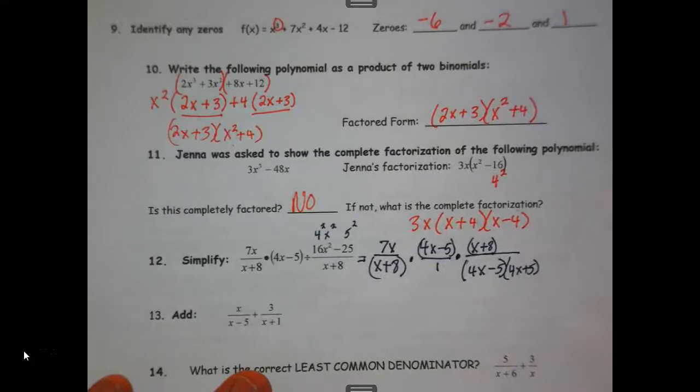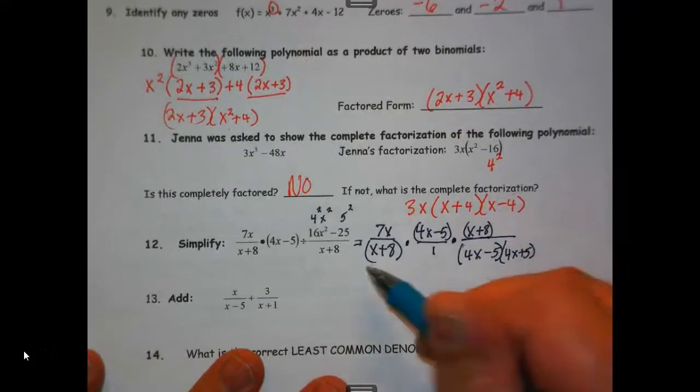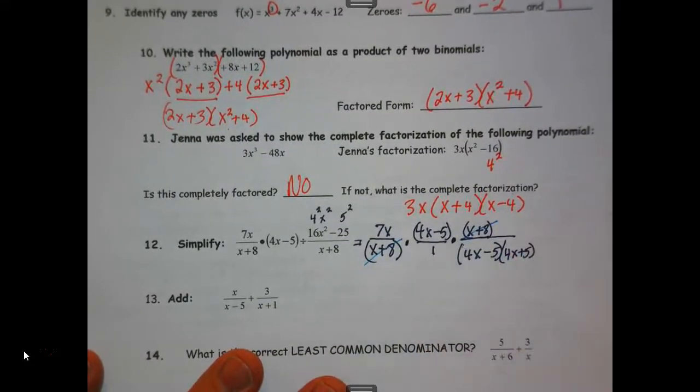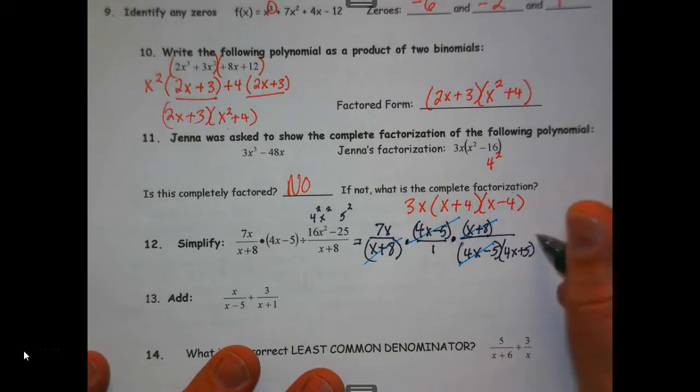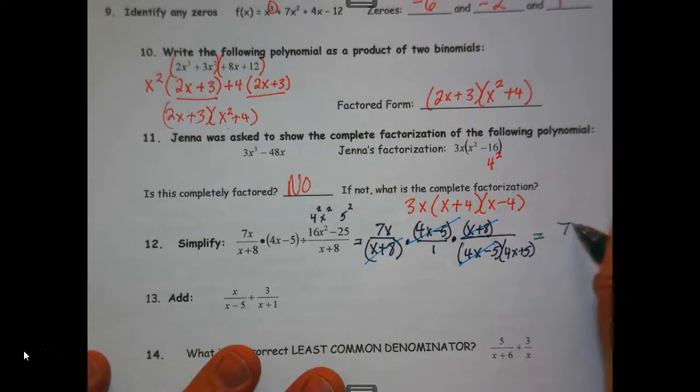Okay, let's cancel out x plus 8, 4x minus 5. That's it. 7x over 4x plus 5.